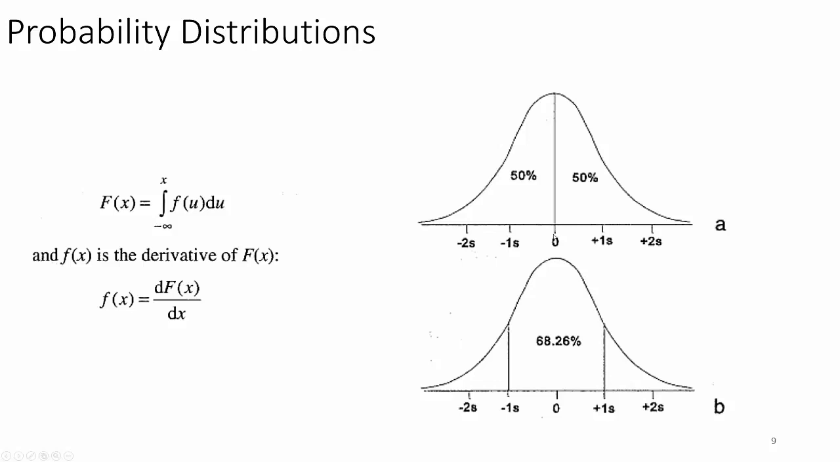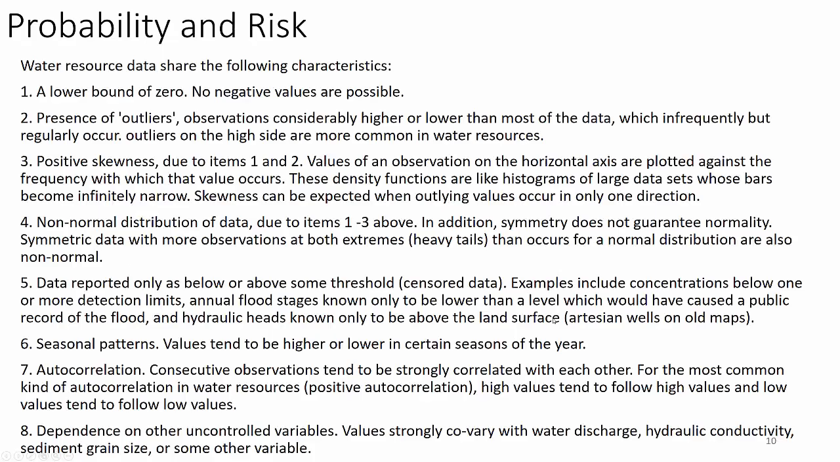So in a typical normal distribution with a central tendency, half of the data are on the right-hand side of the mean, half the data are on the left-hand side of the mean. One standard deviation to the right and one standard deviation to the left represents 68.26% of all the data under the curve. 1.96 standard deviations to the left and right gives you 95% of the data under the curve.